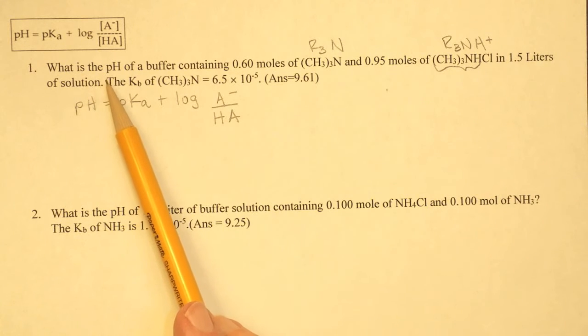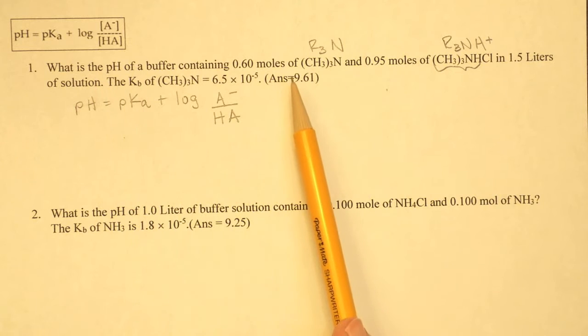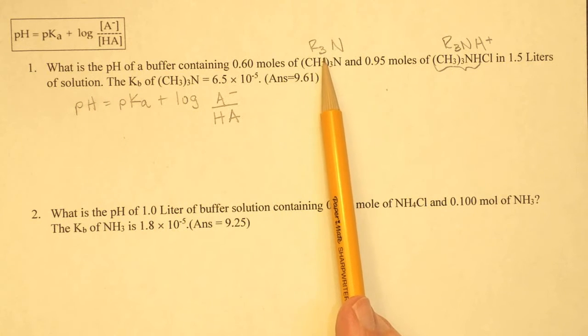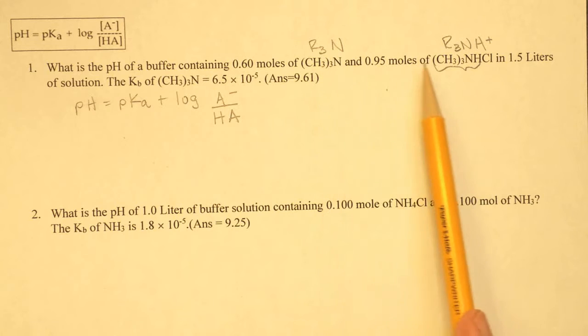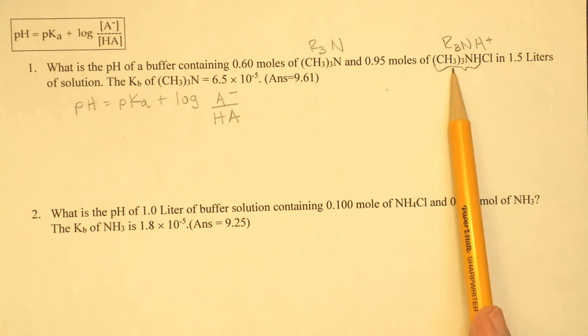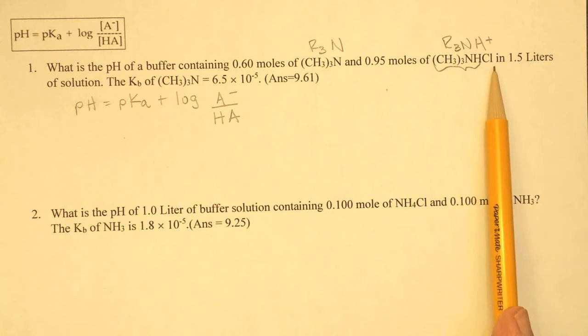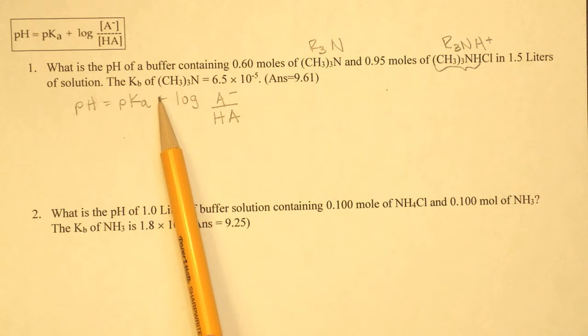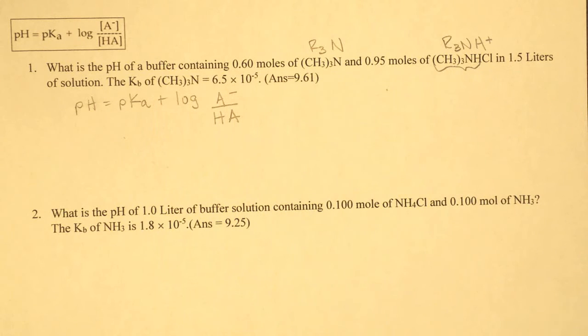So our question is, what is the pH of a buffer containing 0.6 moles of (CH3)3N, which we're just going to write as R3N, and 0.95 moles of R3NH in 1.5 liters of solution, and we're given a Kb of 6.5 times 10 to the negative 11th.